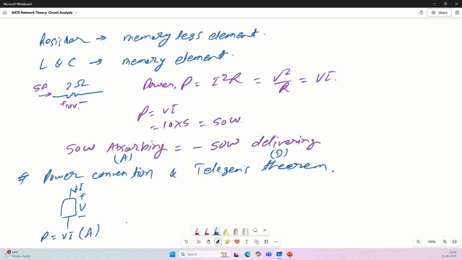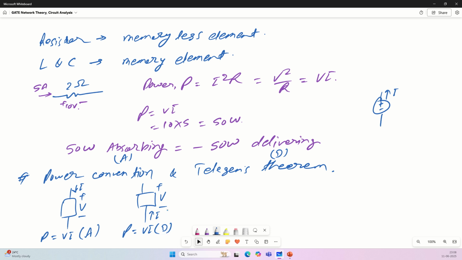Similar to that, if I talk about one more element, let us say this is my positive terminal and this is my negative terminal. So this is my voltage, and the current is entering in this direction. So I can write my power is equal to V into I, and this is delivering power, because for the sources you will be seeing this plus minus, and current actually flows like this. It means this particular source is delivering the power. That's the reason it is positive.